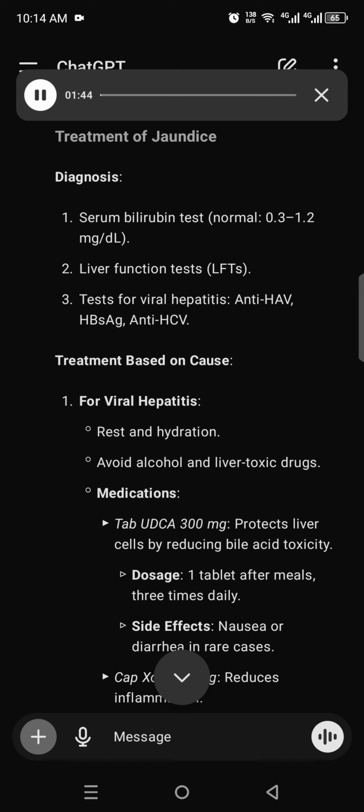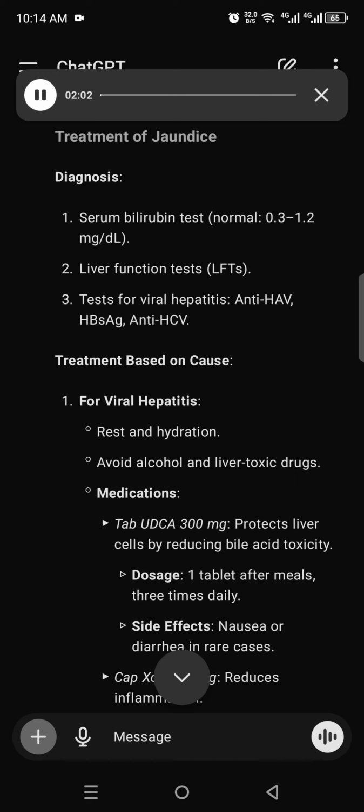For viral hepatitis, rest and hydration. Avoid alcohol and liver-toxic drugs. Medications: Tab UDCA 300 milligrams, protects liver cells by reducing bile acid toxicity. Dosage: 1 tablet after meals, 3 times daily. Side effects: nausea or diarrhea in rare cases.